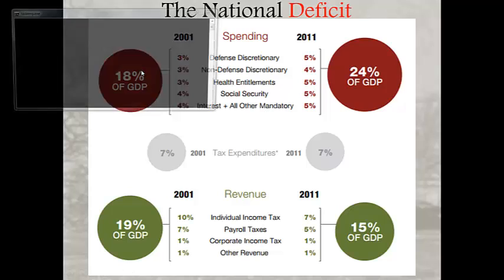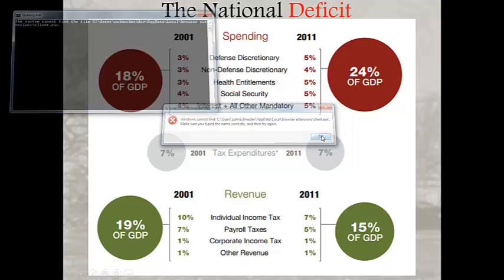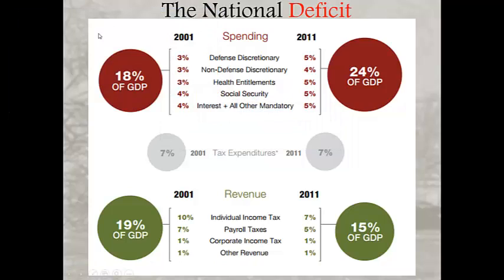In 2001, we took in about 19% of GDP, and we spent about 18% of GDP in terms of the amount that the federal government was taking in and spending. The other advantage here of using GDP is it accounts for inflation. So you don't have to think about the fact that $1 in 2001 was worth $1.50 today, and so on. Anyway, this means we actually had a net higher revenue than spending. We were taking in more money than we were spending.